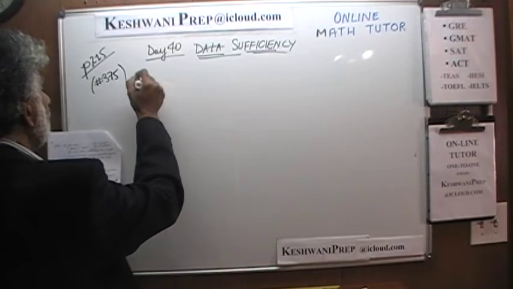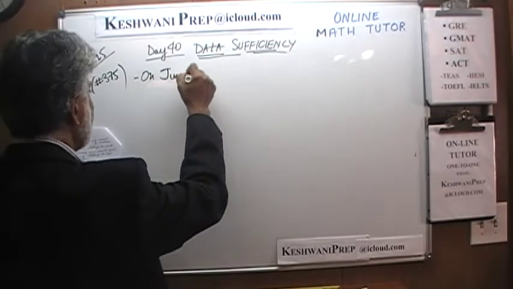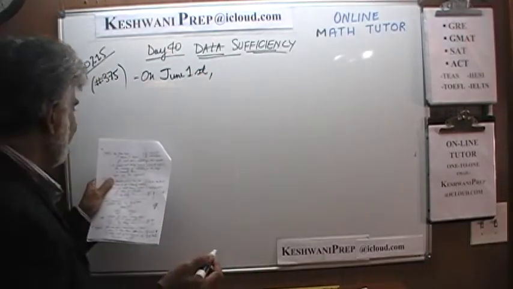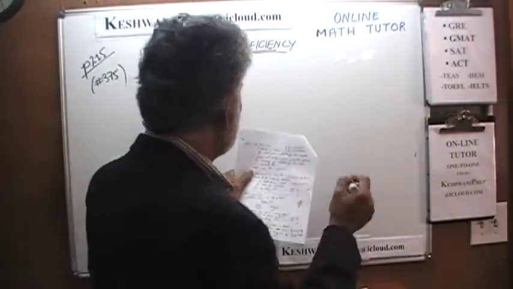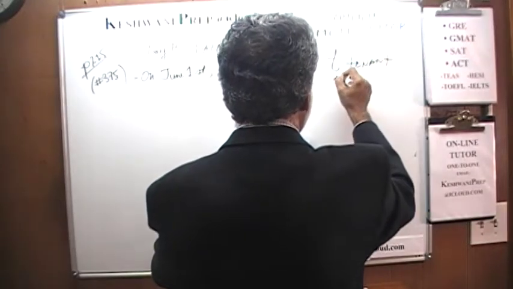So it goes on, it says on June 1st. The reason I say it's quite tedious is because there is a lot of writing. On June 1st, so we're going to have two people in this story, two characters, tenant and landlord. T for tenant and L for landlord.